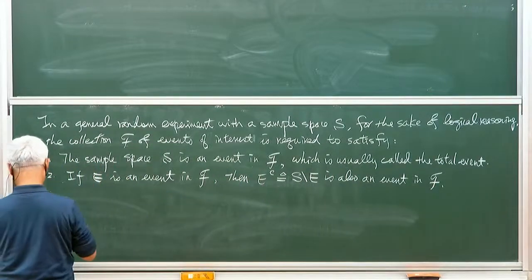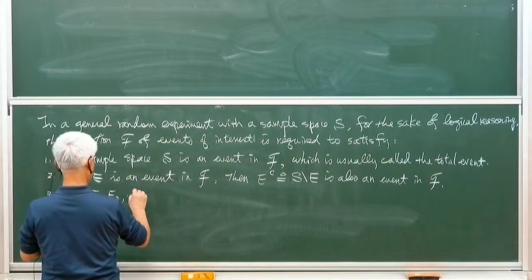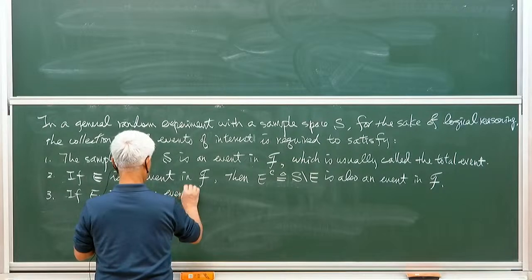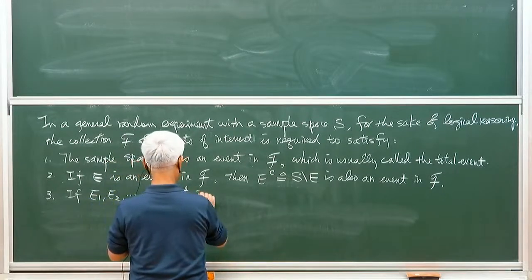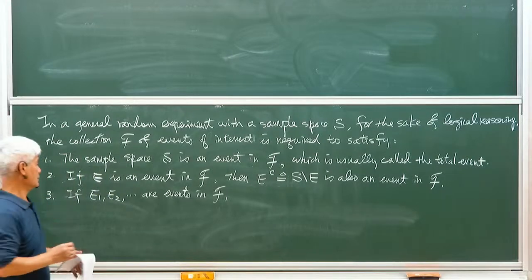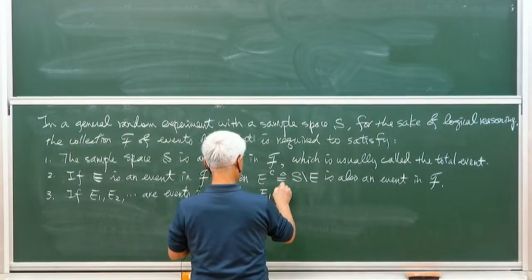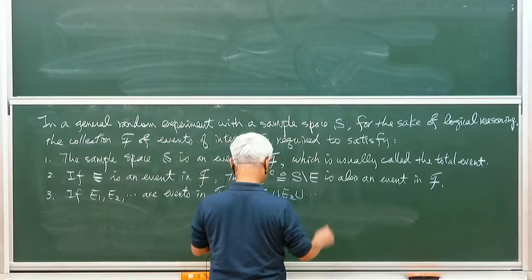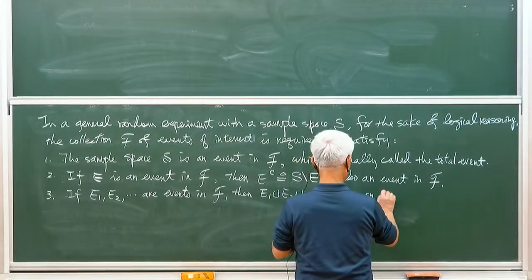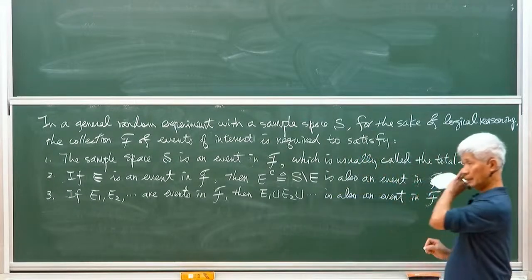Third one, if E1, E2, and so on are events in F, so you can see you have a countable list of events, then their union is also an event in F. Okay.